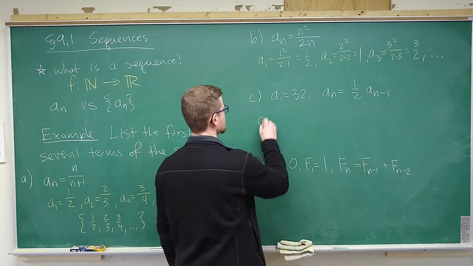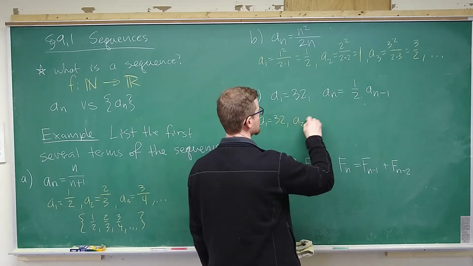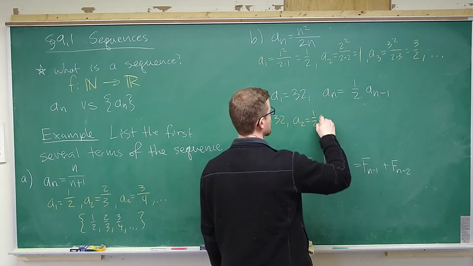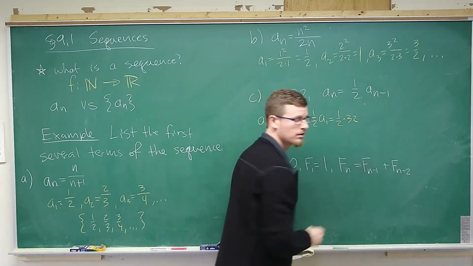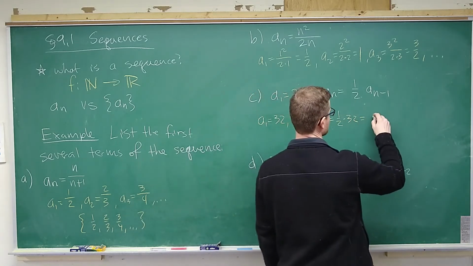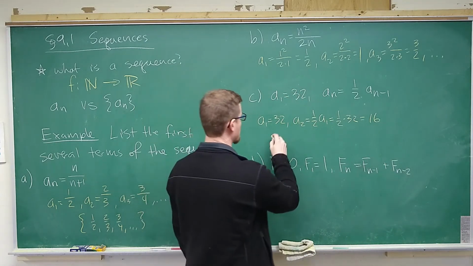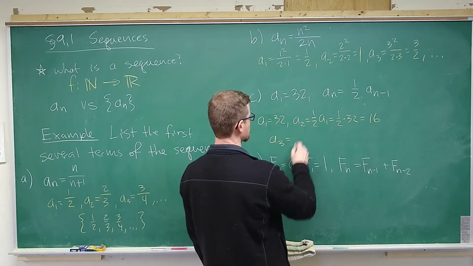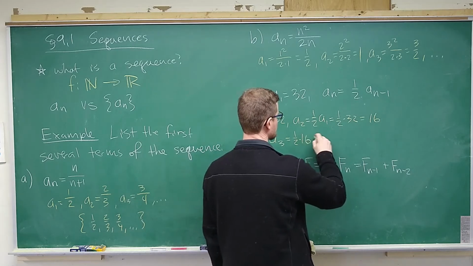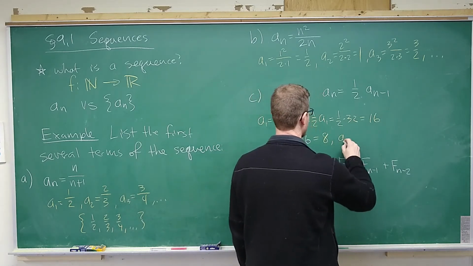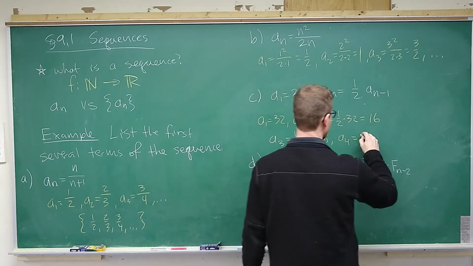So in this case, a sub 1 is given to us as 32. A sub 2 can be found as 1/2 of a sub 1, which is 1/2 of 32. Excellent. So this, of course, is just 16. I can continue on. A sub 3 is equal to 1/2 of a sub 2, which was 16, so 1/2 of 16. This is 8. And a sub 4 is equal to, let's see here, 1/2 of 8, which would just be 4.